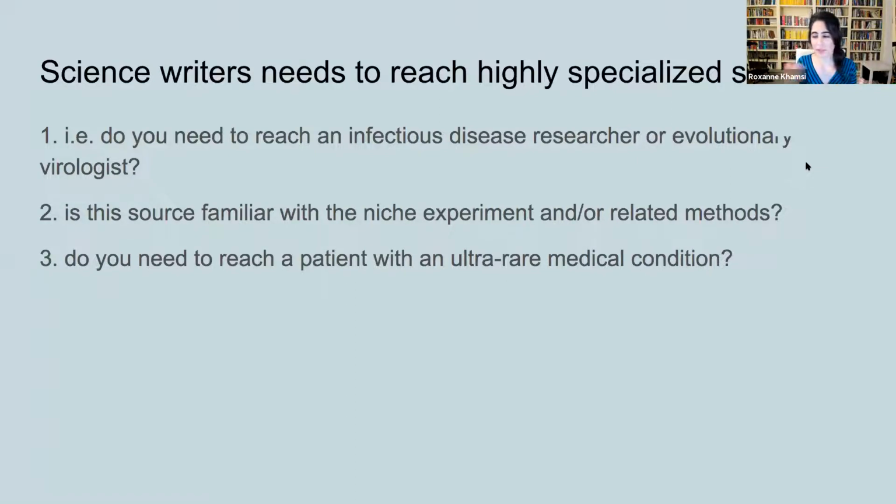And as we were talking about, finding patients can be really important for especially health journalism. And so do you have to find somebody that has an ultra rare medical condition? How do you do that? These are some questions that I've struggled with or thought a lot about as a health reporter and a science journalist.